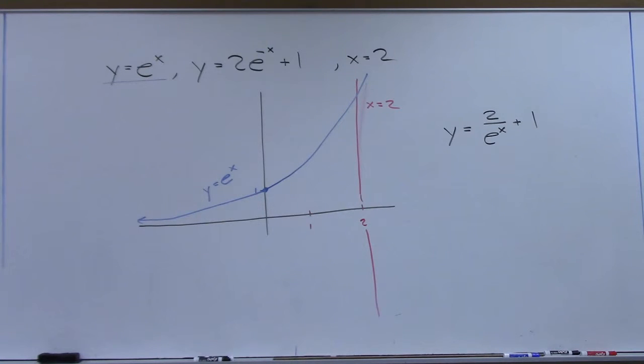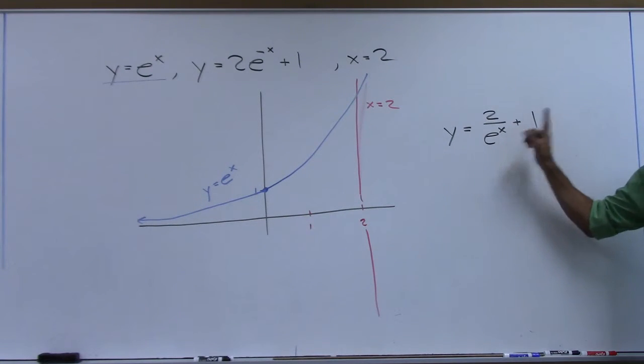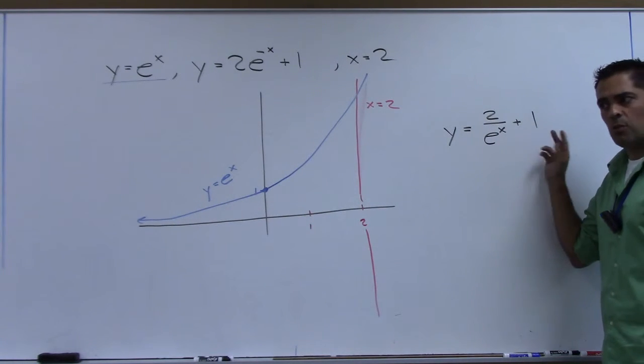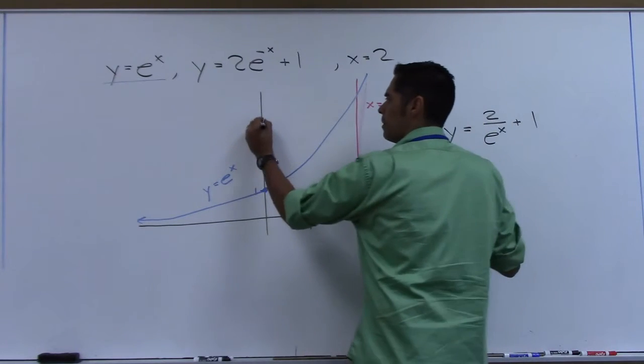So what happens is, I'm trying to think if there's a number we could plug in that would be real easy to pick up on this. How about x is 0? If x is 0, what do we get? We get 3, right? E to the 0 is 1, 2 over 1 is 2, 2 plus 1 is 3. So at 0, we should be up here at 3.